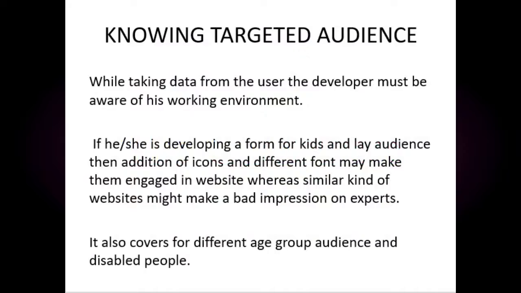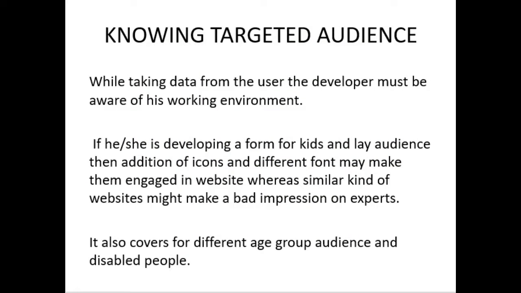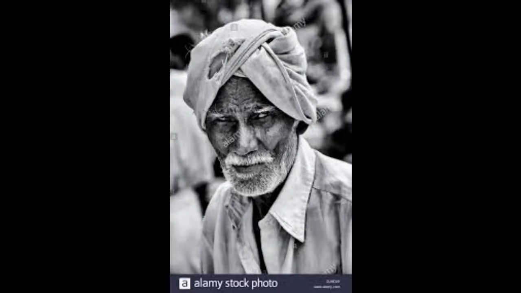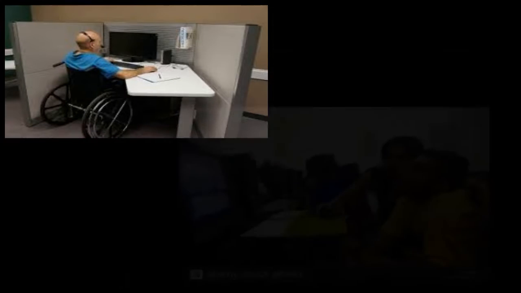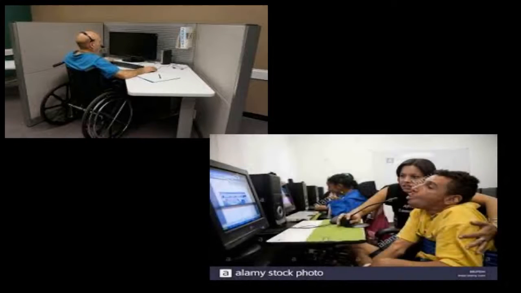Knowing the targeted audience. It is very important to know who the users are. Forms should be developed differently for lay and expert users. Something can be interesting for one while it can be boring for others. They also cover different age group audiences. Forms should be different for children and old people if they are the targeted users. And for differently abled people, extra facilities should be added. For example, for blind people, audio should be integrated into the system and audio feedback should be given to them.